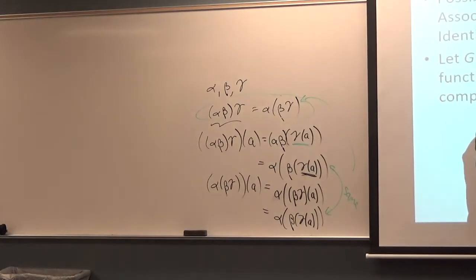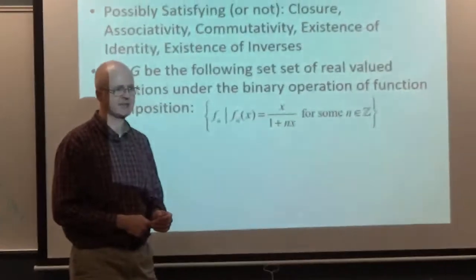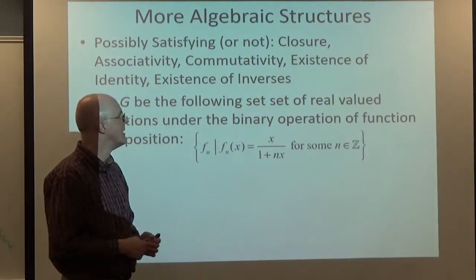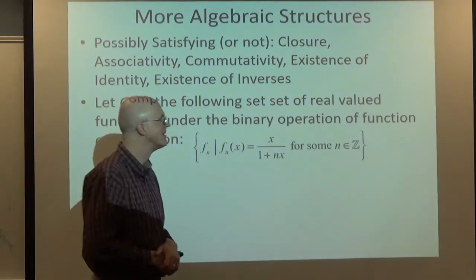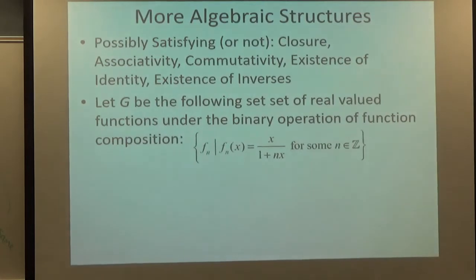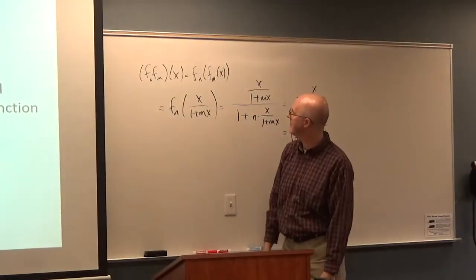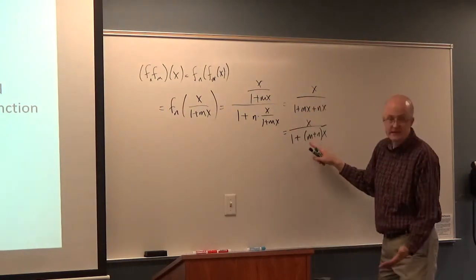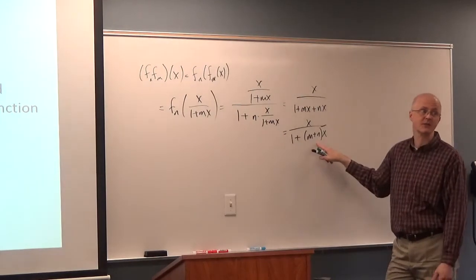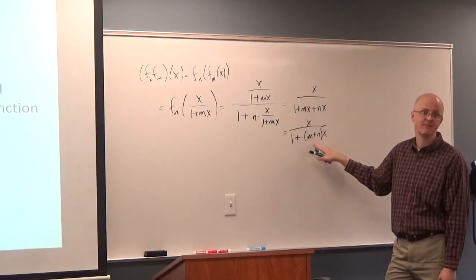So it satisfies associativity. Does it satisfy commutativity? Function composition in general does not satisfy commutativity. You should remember that from pre-calc and calc. But for this kind of function, with this kind of formula, it would have to. If you did it the other way around, switching the roles of the n and the m, you'd get really the same thing because you'd get an n plus m there. And addition of integers is commutative. So with this example, it happens to be commutative.